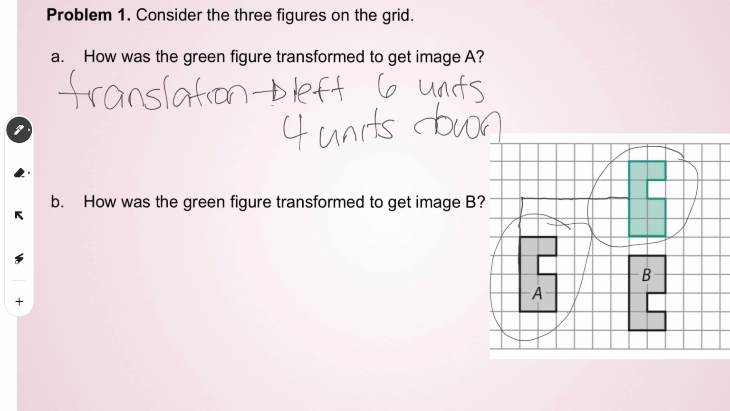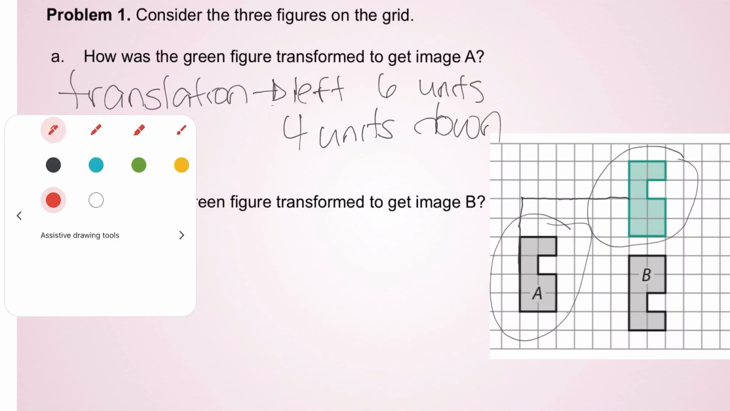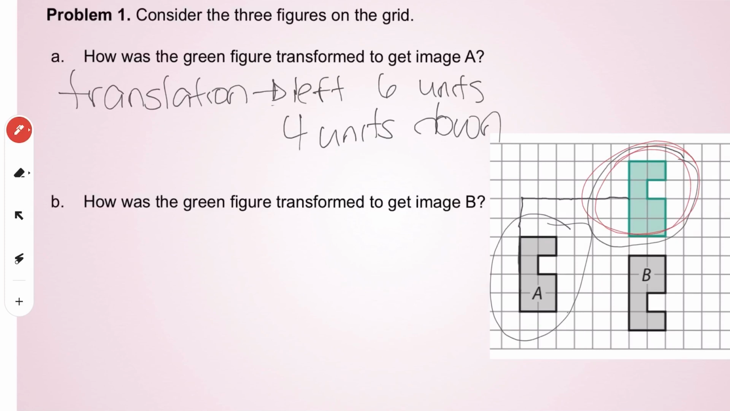Part B, how was the green figure transformed to get image B? So the question is asking me, how did I get from this green figure here to this image down here? So I know it's not a translation because this time it actually changed orientation. I know it's not a rotation because it doesn't look like I turned my figure. So I'm going to assume that it was a reflection.